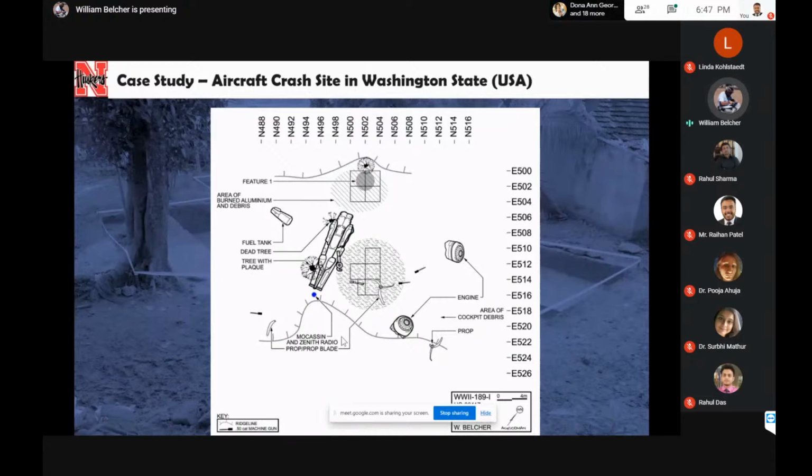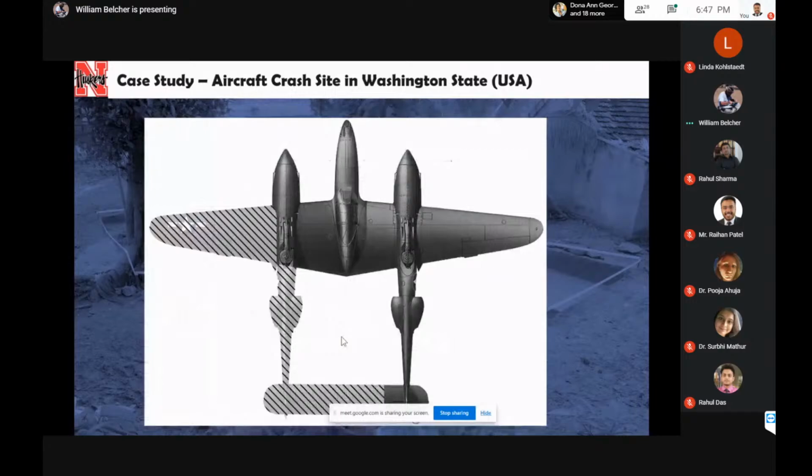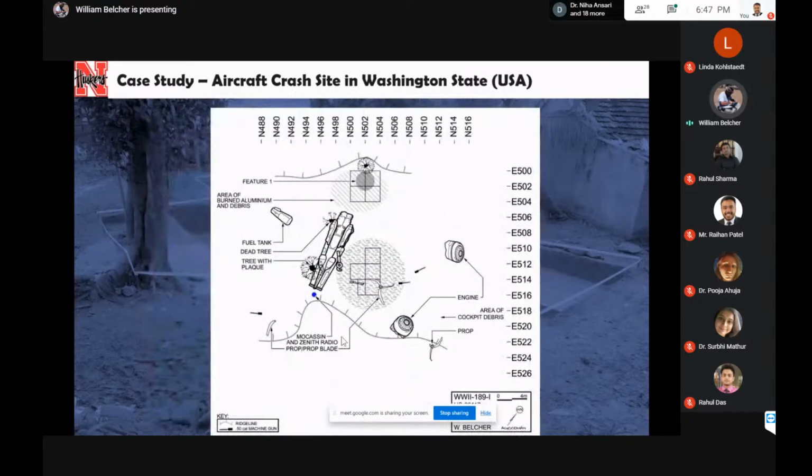So what is feature 1? It's a burial feature. I'll come back to that in a moment, but I want you to remember, this is a burial feature. So how did the pilot get buried?